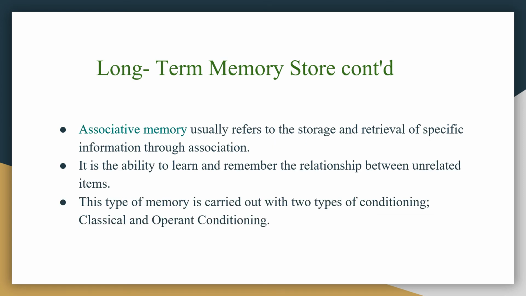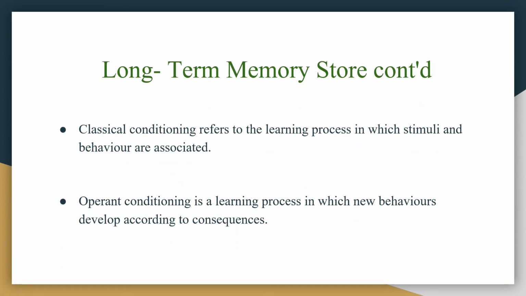Associative memory refers to the storage and retrieval of specific information through association. It is the ability to learn and remember the relationship between unrelated items. This type of memory is carried out with two types of conditioning: classical and operant conditioning. Classical conditioning refers to the learning process in which stimuli and behavior are associated, while operant conditioning is a learning process in which new behaviors develop according to consequences.